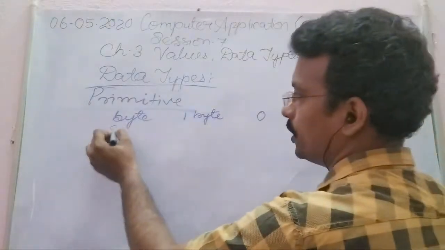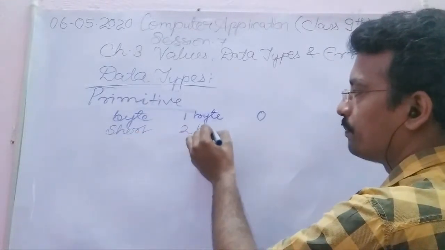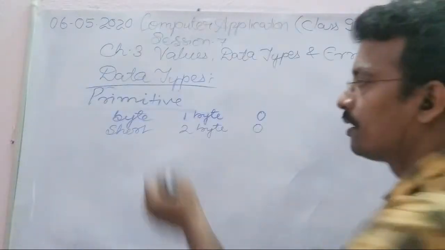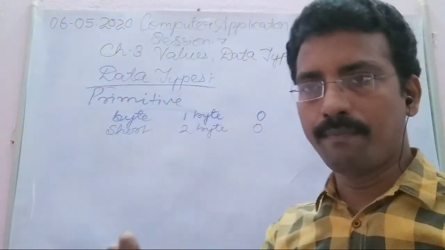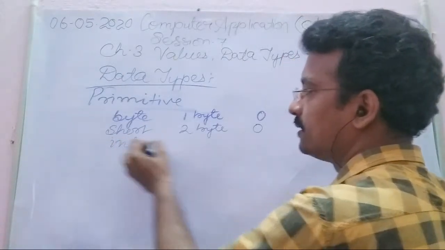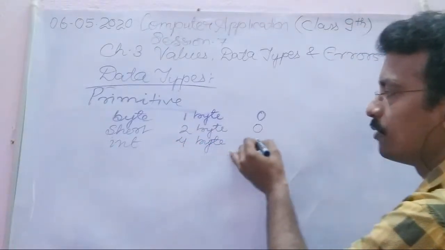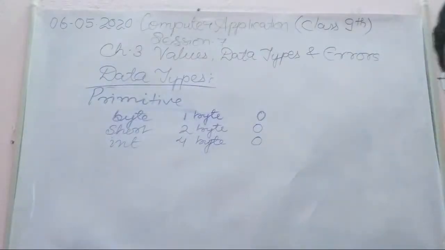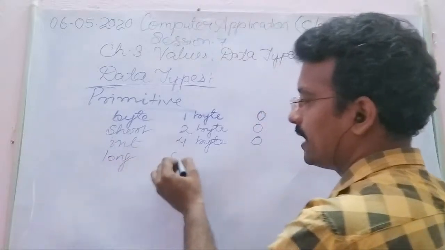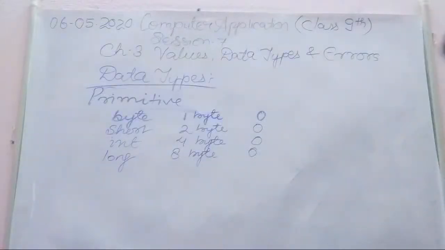Next, short. Short takes 2 bytes of memory space and its default value is also 0. What is default value? Don't be impatient, I'm telling you today, just after this. Integer takes 4 bytes of memory space and its default value is also 0. Then long takes 8 bytes of memory space. Its default value is also 0.